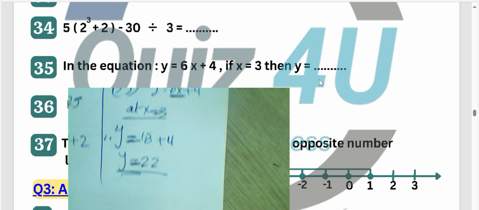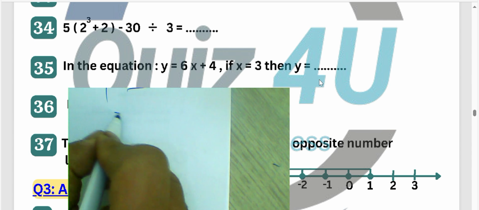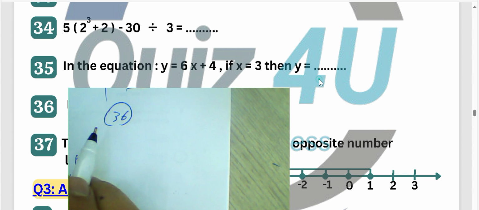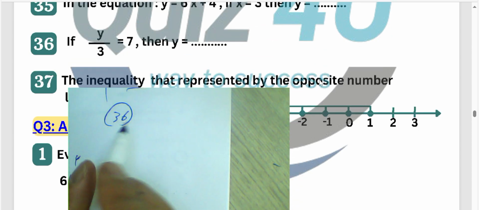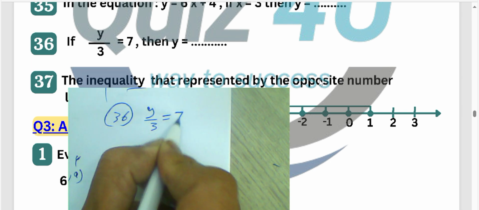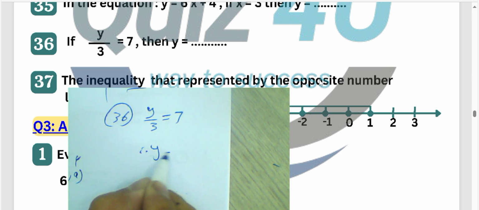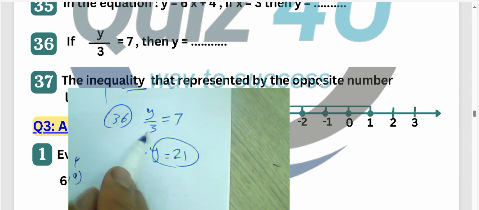Question 36. If y over 3 equals 7, the value of y equals 21, because 21 divided by 3 will be 7.